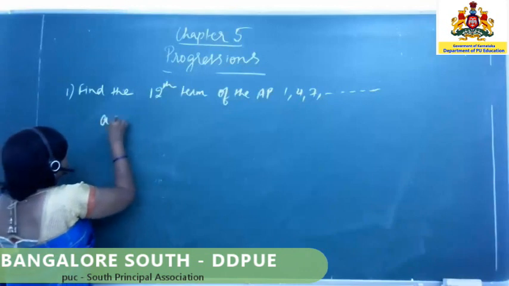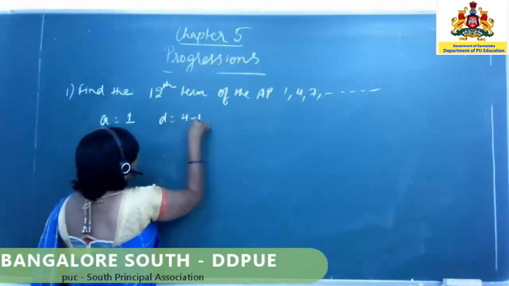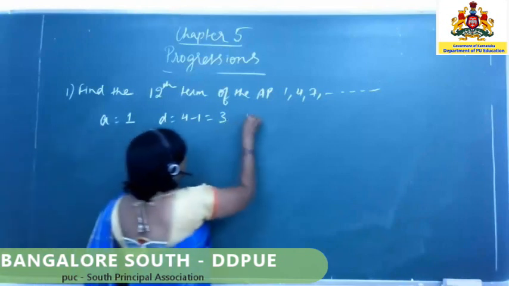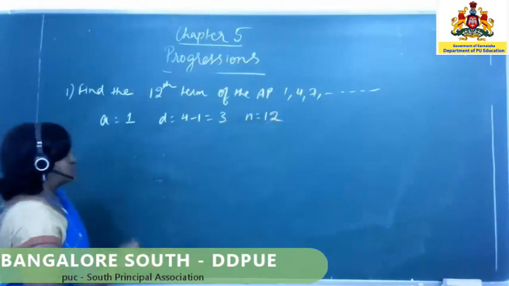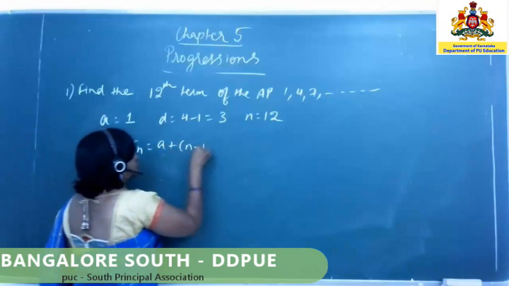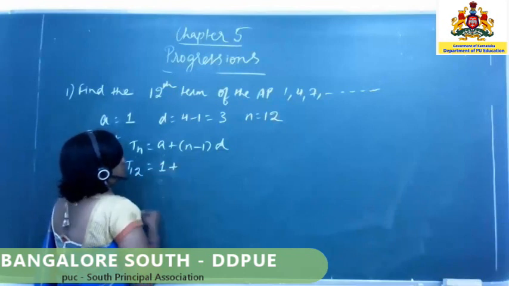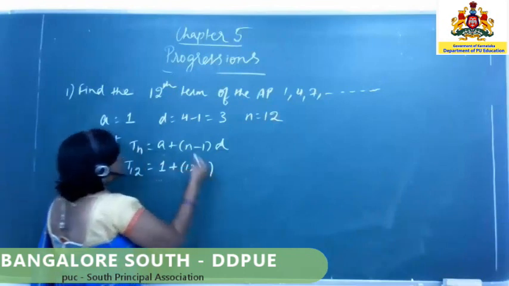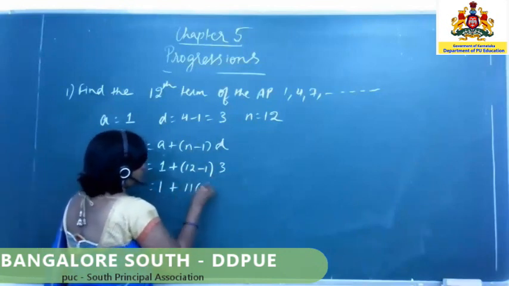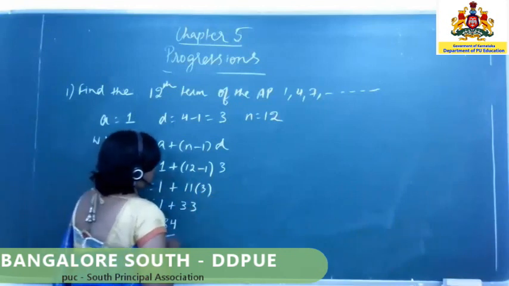So here A is equal to 1, D is equal to 4 minus 1, that is equal to 3, and n is equal to 12. So we know that Tn is equal to A plus n minus 1 into D. So T12 is equal to A is 1 plus n is 12 minus 1 into D is 3. That is equal to 1 plus 11 into 3, 1 plus 33, that is equal to 34. Yes, make a note.